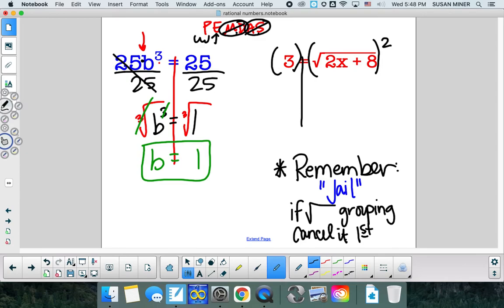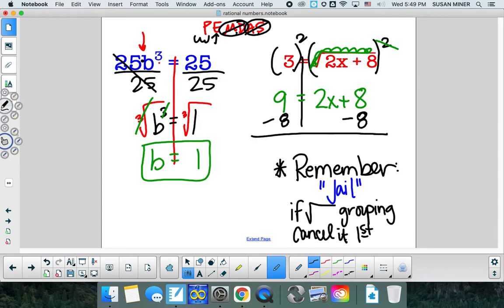That means I've got to square this side first. And then this 2 is going to cancel out. This whole square root is going to be gone. And then my friends are free and I can work with them. 3 squared is 9. And so I can finish solving this equation at that point. These are going to cancel out. And I have 2x is equal to 1.